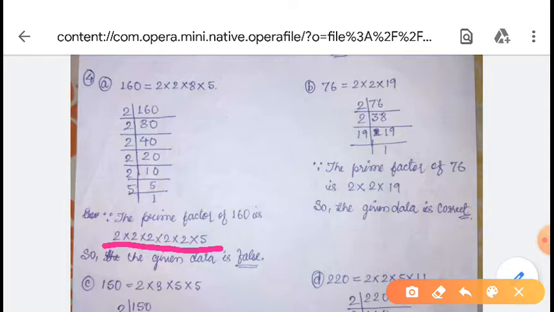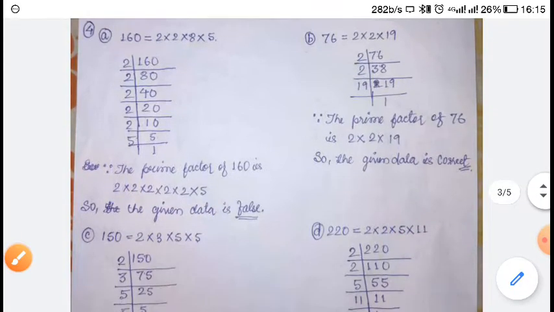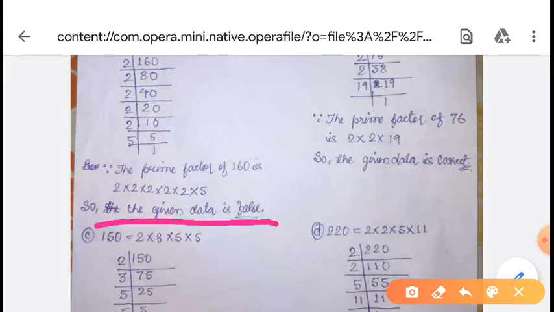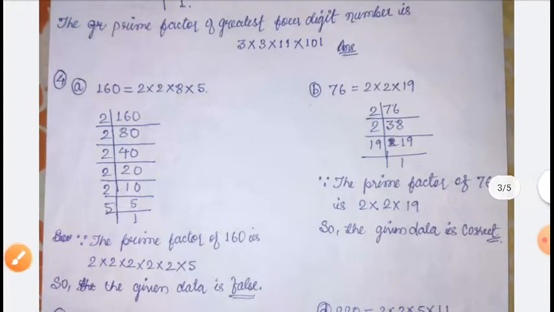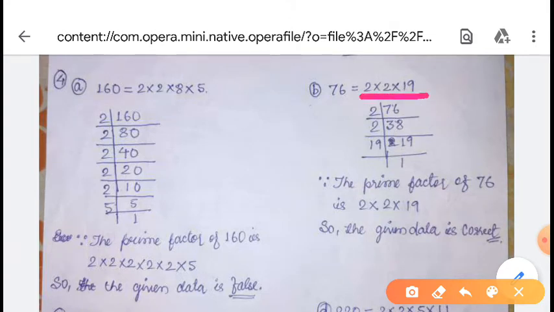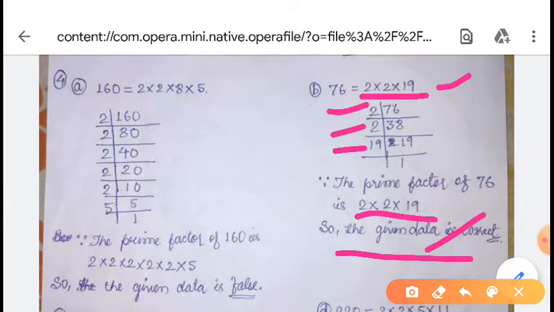But what they have written here is 2 into 2, 8 into 5. So the given data, that the prime factorization of 160 is 2 into 2, 8 into 5, is wrong. So we can write here, the given data is false or incorrect. Now next, you can see 76. For 76 they have written 2 into 2 into 19. When we find it, we also get the same: 2 into 2 into 19. So we can write the given data is correct. I hope you are understanding this.